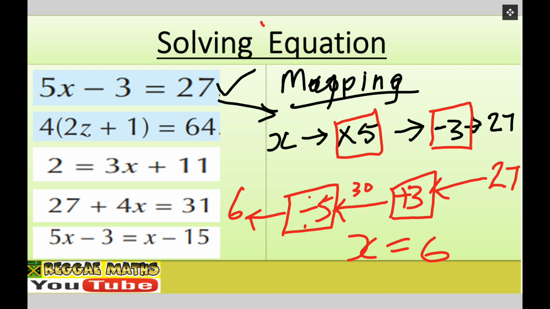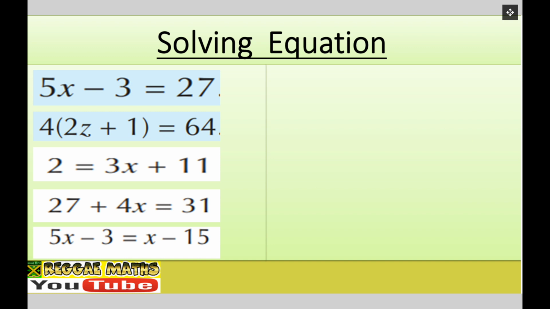That was the mapping. Hopefully you're happy with the mapping way. What I'm going to look at now is the other way, known as balance. What I do to one side, I do to the other. Take the same exact question, the same exact question I'm going to use.